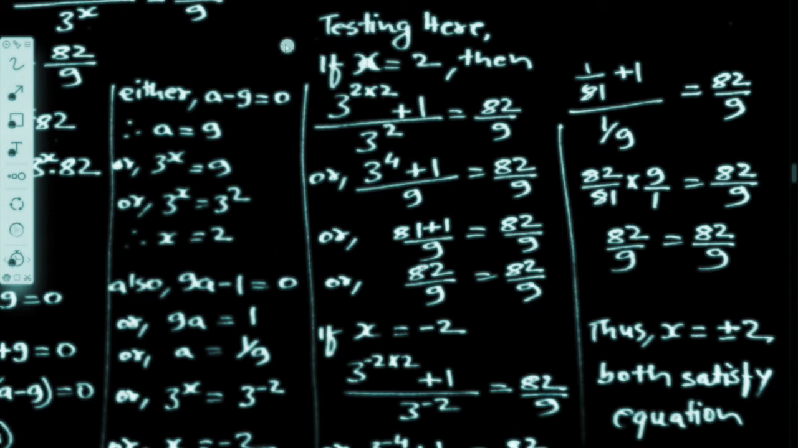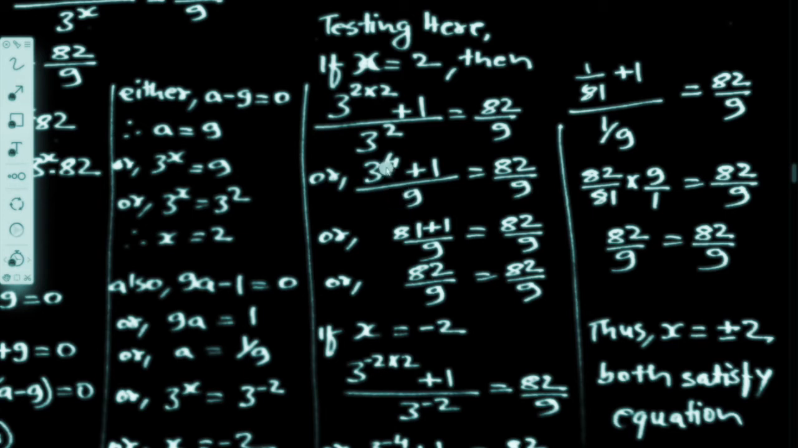From the main equation, which question is given? In the main equation, we should place x equal to 2 in every place. Now in our main equation, placing x as 2, 3 power 2x means 3 power 2 into 2, plus 1 by 3 power x means 3 power 2. 3 square means 9, so 3 power 4 plus 1 by 9 equals 82 by 9.